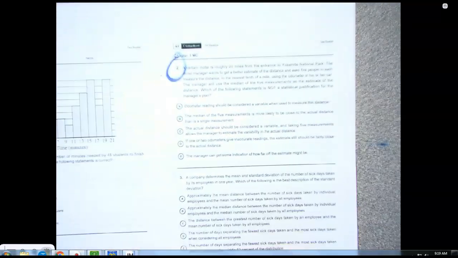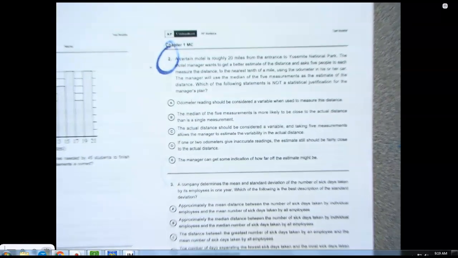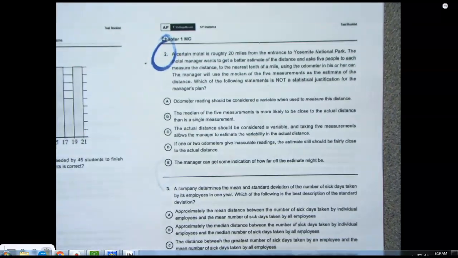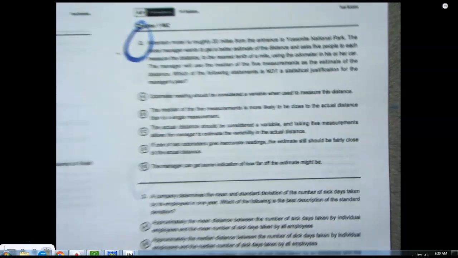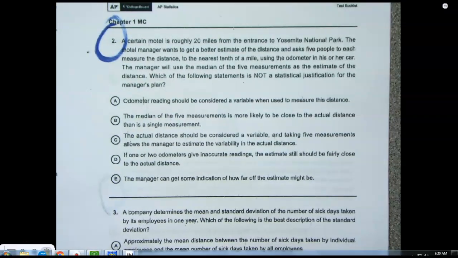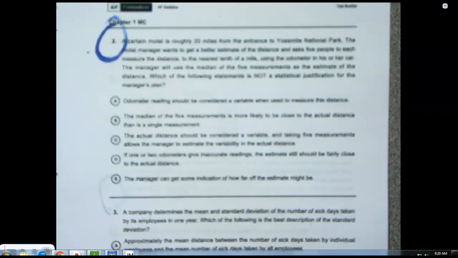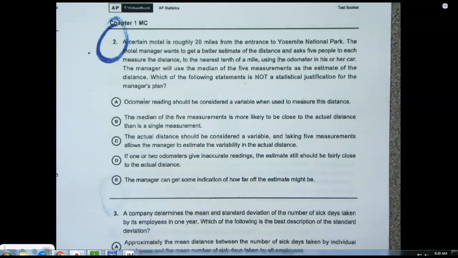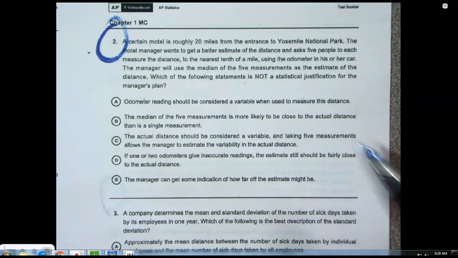Number 2. Did you see that it says which of the following is not? Okay, well, I didn't see it. Neither did Maya. The actual answer is something we haven't really talked about yet, so I wouldn't worry too much about this one.